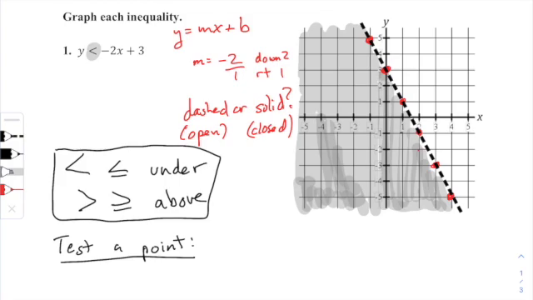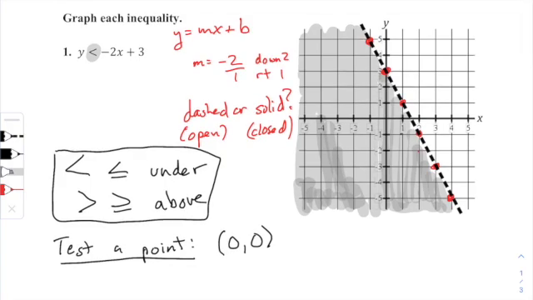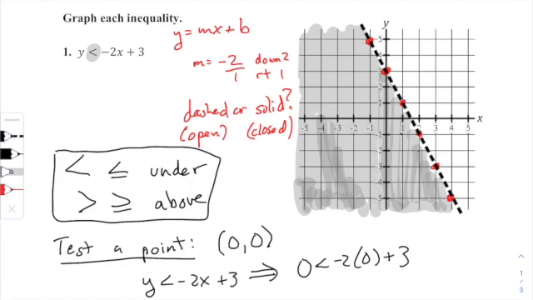And 0, 0 is not on the line, so that's always an easy point to plug in, because there's not a lot of calculation to do. So when I plug into my original inequality, I just want to see, when I plug in that point, do I get a true statement or a false statement? If you plug in 0 for y is less than -2 times 0 for x plus 3, you get 0 is less than, and on the right side, -2 times 0 is 0, 0 plus 3 is 3. You get 0 is less than 3, which is a true statement.